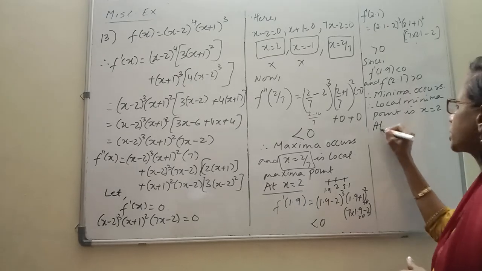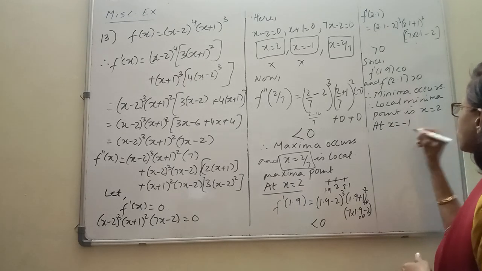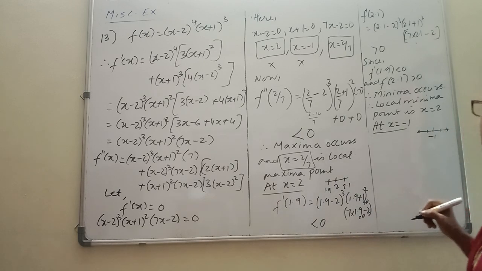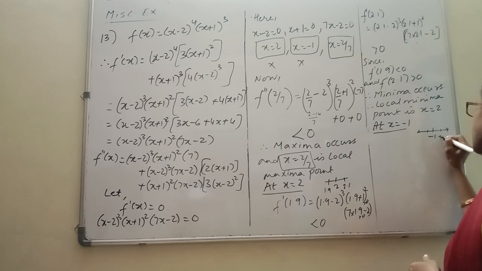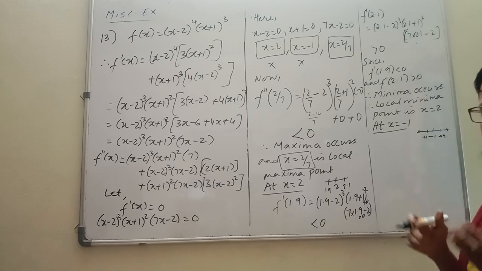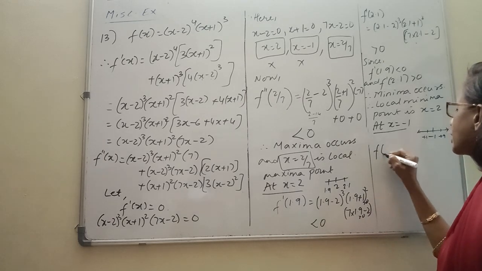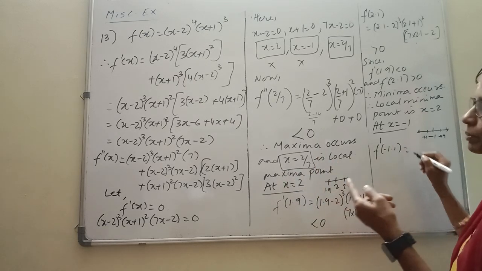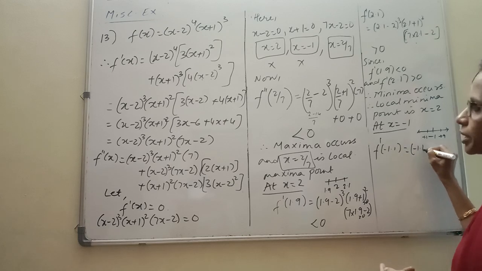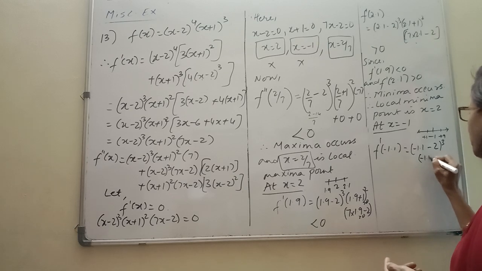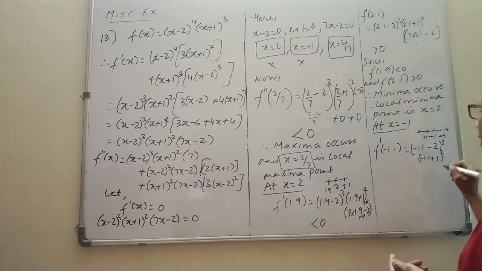Now we need to check x at minus 1. The same way, just look at negative 1 over here. You can have negative 0.9 on this side and negative 1.1 on that side. So let's see how it goes. f dash at negative 1.1 is negative 1.1 minus 2 the whole cube, negative 1.1 plus 1 the whole squared, and 7 times negative 1.1 minus 2.